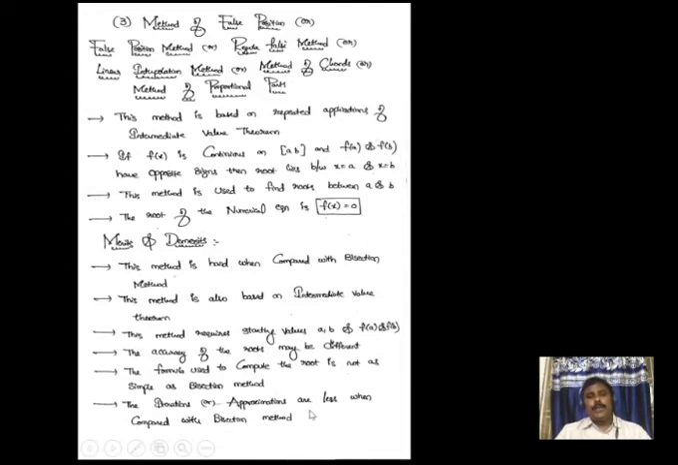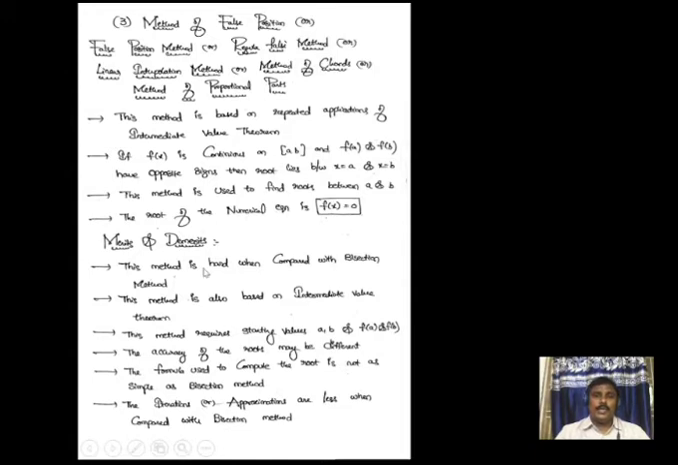The iterations or approximations are fewer when compared with the bisection method. So the only merit is that we can do fewer iterations compared to the bisection method. That means in fewer iterations we get the answer, that means we get the solution. This is the merit we have to see in this method.